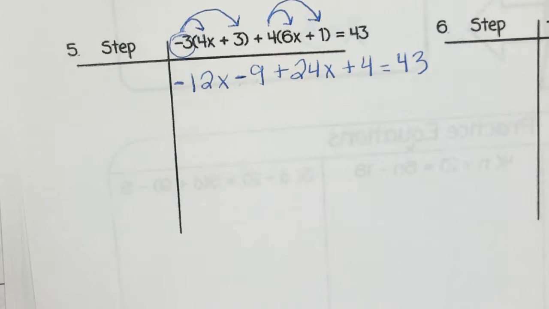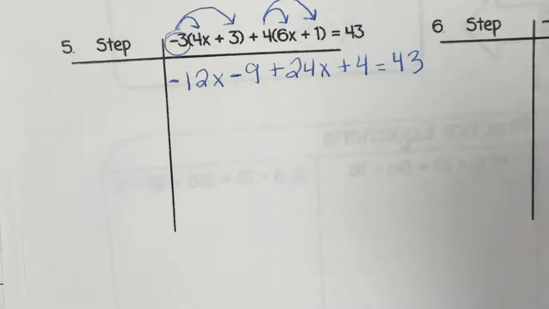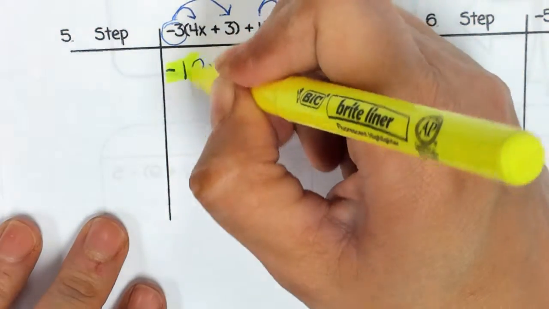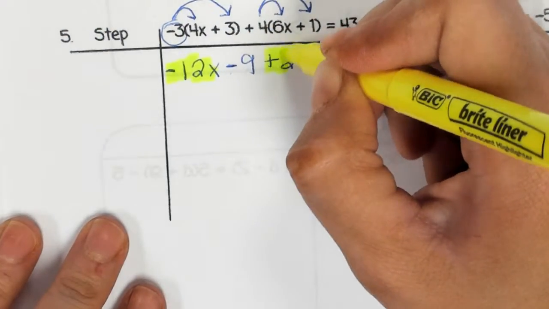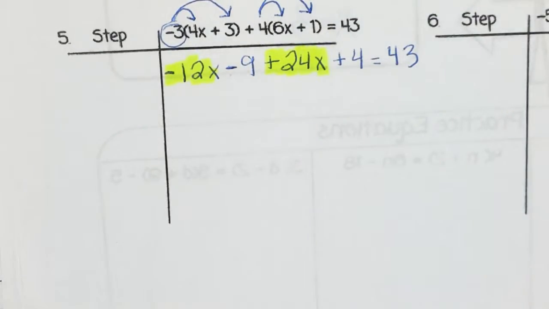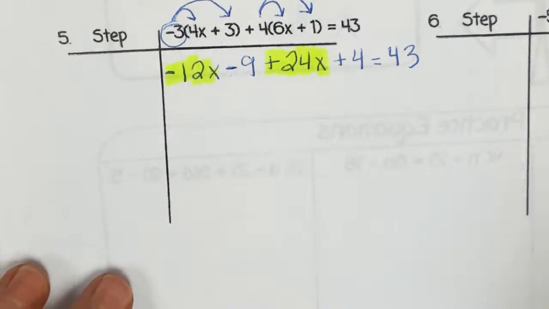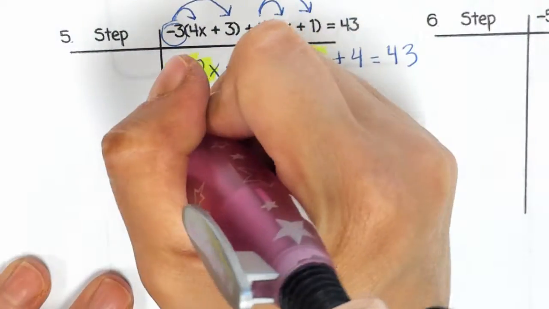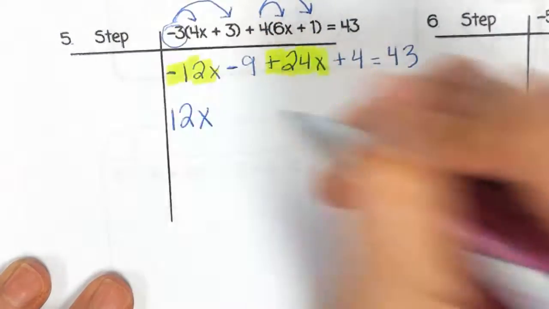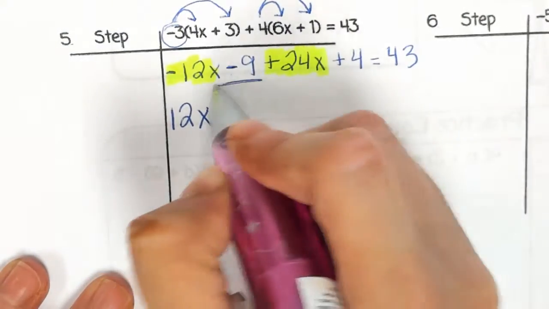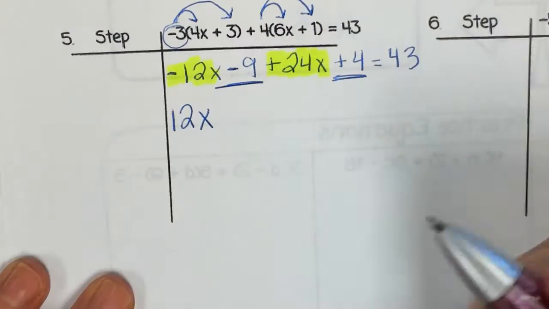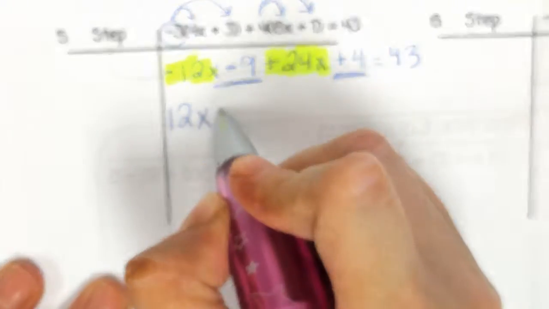Okay, next step, combine like terms. Looking on the left side, do I have any like terms to combine? Yes. This time I do. I need to do negative 12x plus 24x. And then I also need to do negative 9 plus 4, which is negative 5.